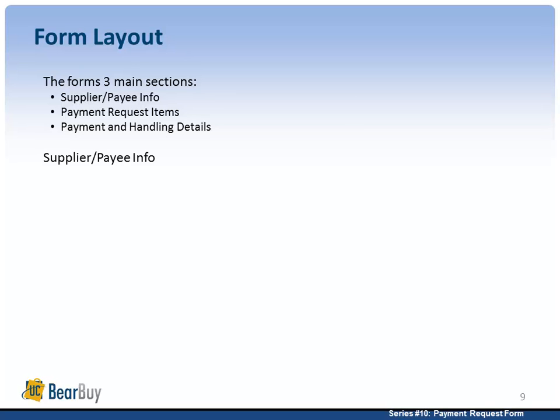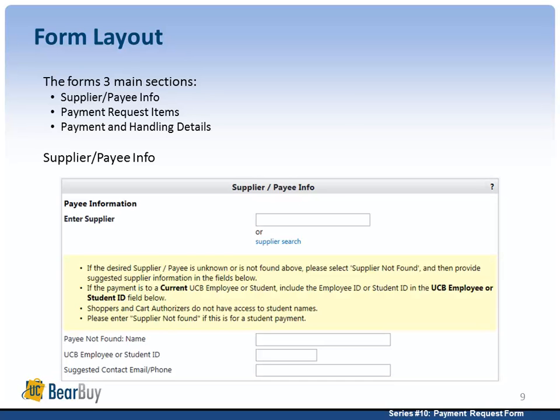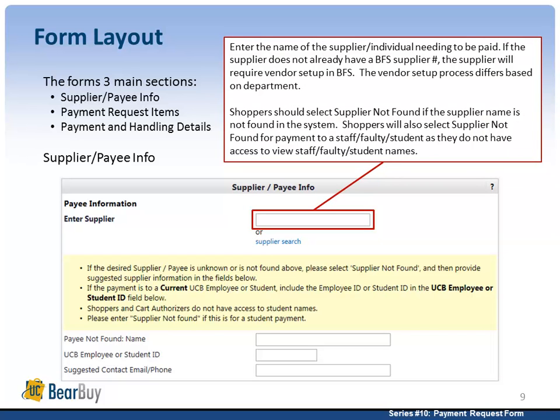Let's begin with the supplier payee info section. The first required field is the supplier name. So in this field, enter the name of the supplier or individual needing to be paid. If the supplier does not have a BFS supplier number, the supplier will require vendor setup in BFS. The vendor setup process differs based on departments, so for more information on which process your department follows, please contact your manager.